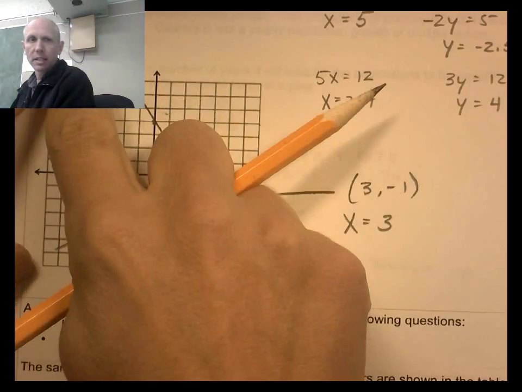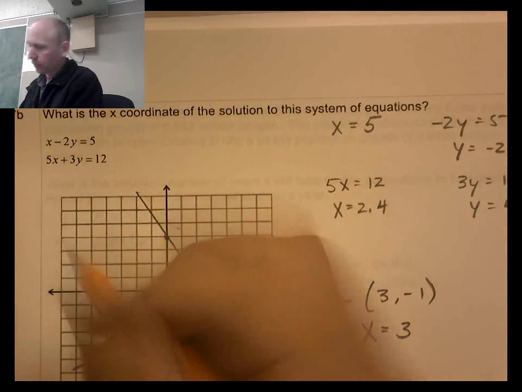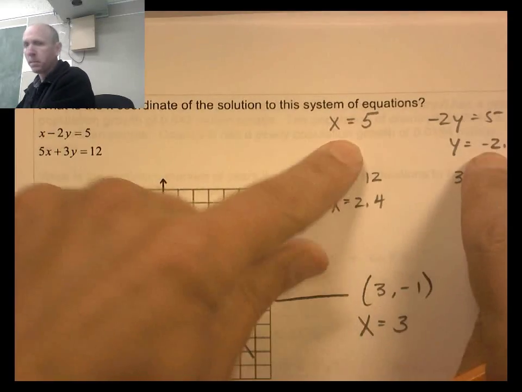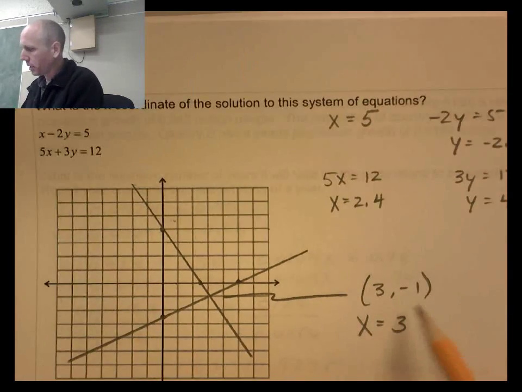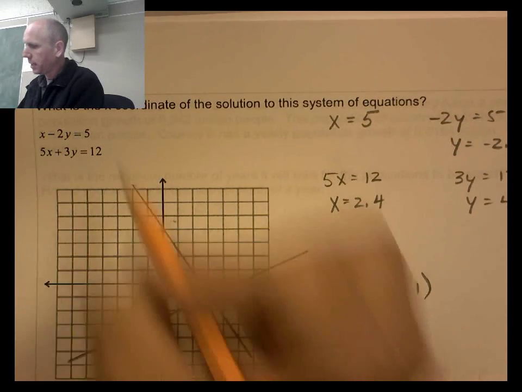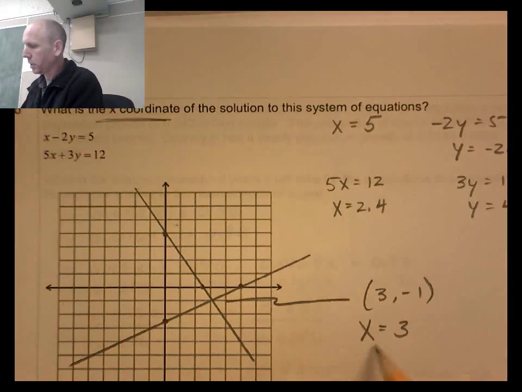All right, this one is standard form. Split them into mini equations, plot the intercepts, split into mini equations, plot the intercepts. It comes together at 3, -1. It's only asking for the x-coordinate. The x-coordinate is x equals 3.